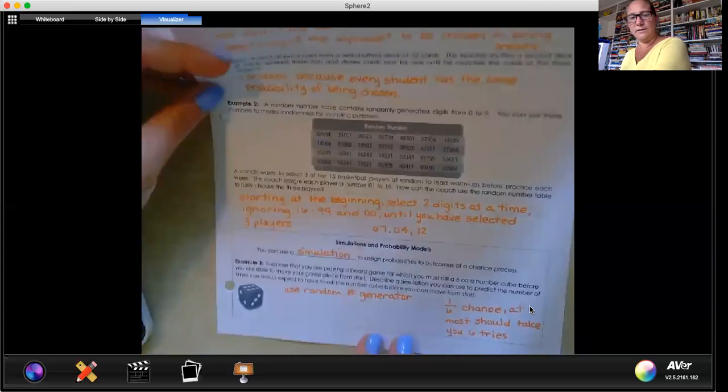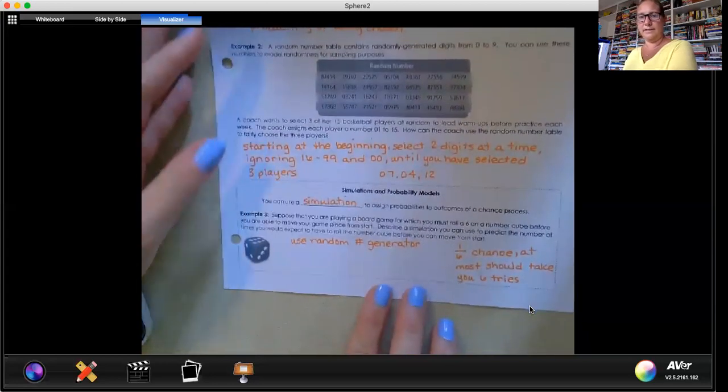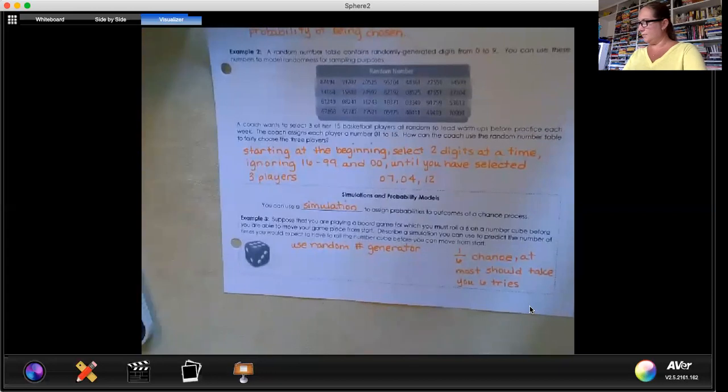You can use what's called a simulation to assign probabilities to outcomes of a chance process. Suppose you're playing a board game for which you must roll a 6 on a number cube before you're able to move your game piece from start. Describe a simulation you can use to predict the number of times you would expect to have to roll the number cube before you can move from the start.